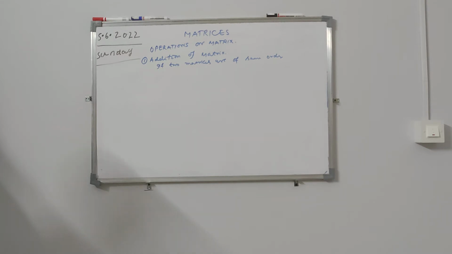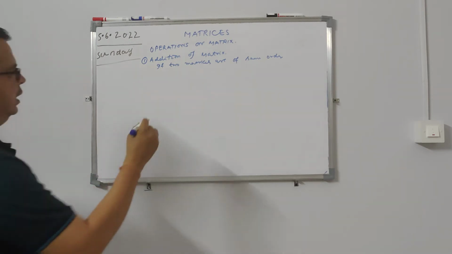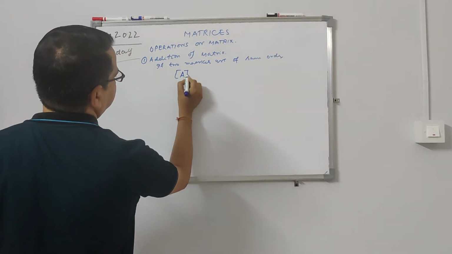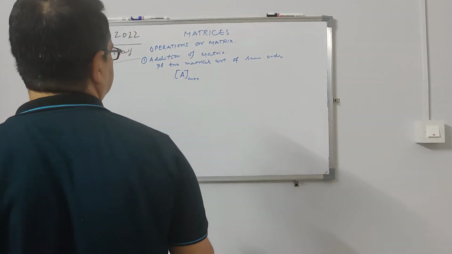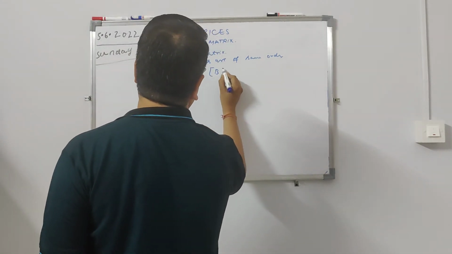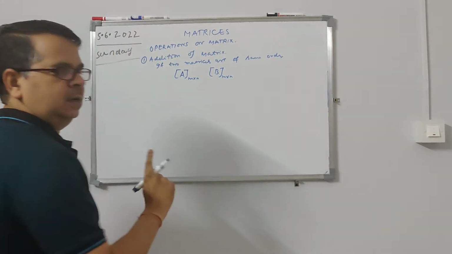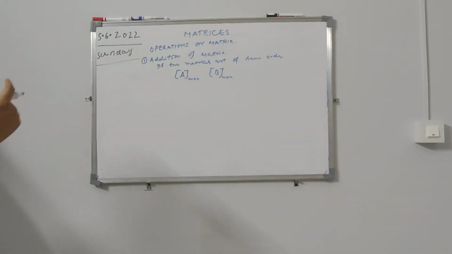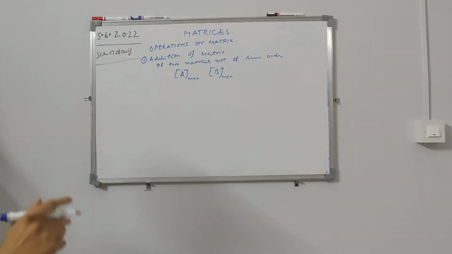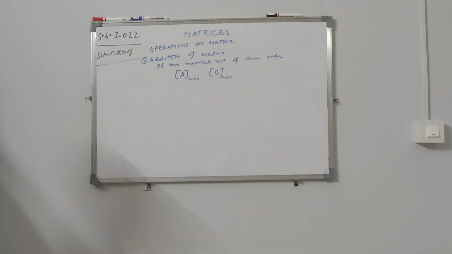you get the addition by adding each element of B to the corresponding element of A. I have told you what an element is. Let us say I have a matrix A of size M into N. Then B also has to be M into N. So the order has to be the same, and you add each element with the corresponding element.